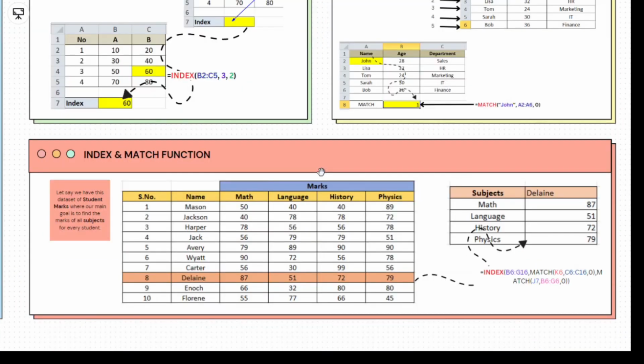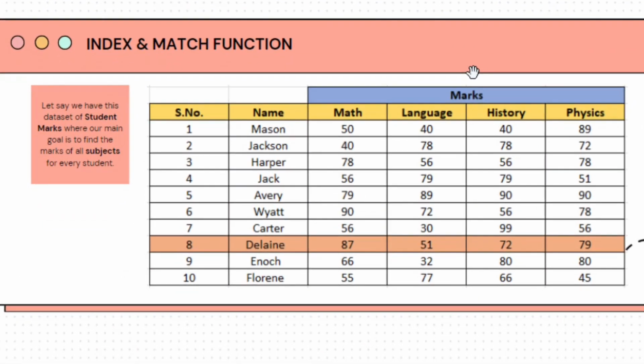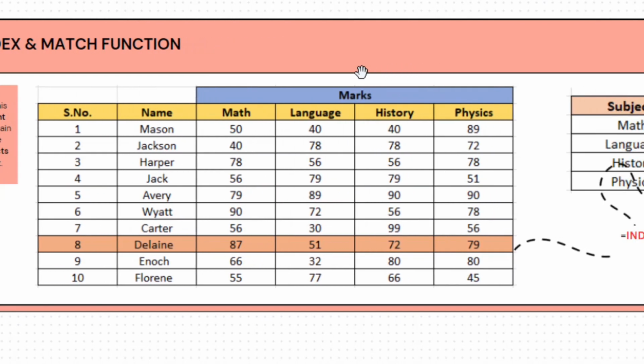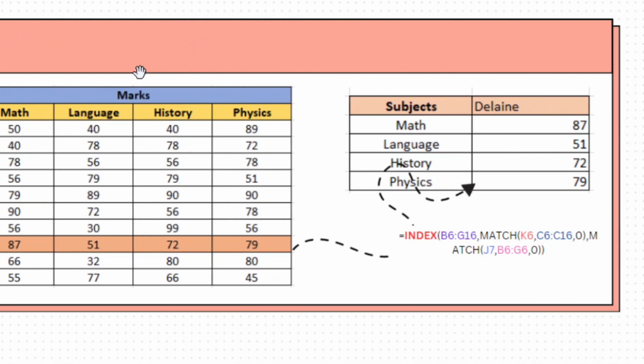Now let's combine the functionality of index and match function and see how these functions work together. Let's say we have this data set of student marks where our main goal is to find the marks of all subjects for every student. Now if you want to find the marks for a specific student, you can do it by using index and match function. Let's go to our Excel sheet to start working on these functions.